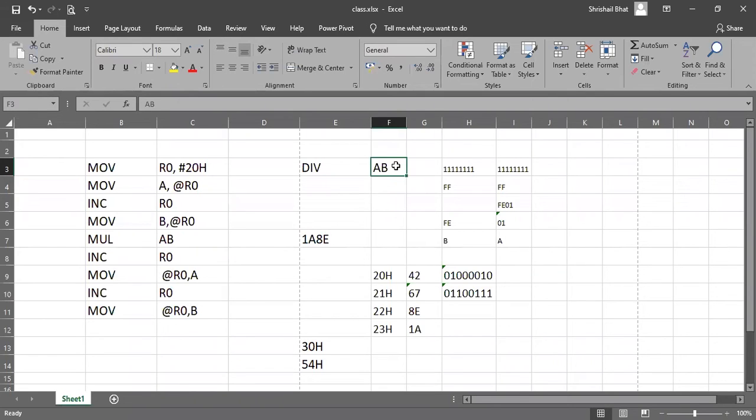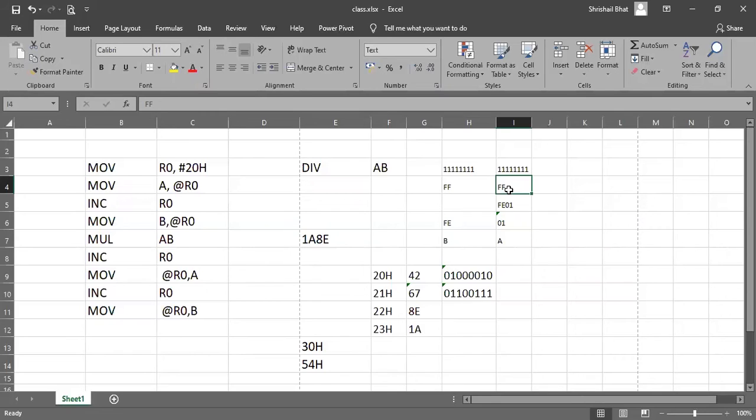It cannot be more than that. Suppose A is FF and B is 1, the minimum number is 1. If you divide FF by 1, the quotient will be FF, right? If you divide the maximum number, 100, by 1, the quotient will be 100. Remainder will be 0 anyway.